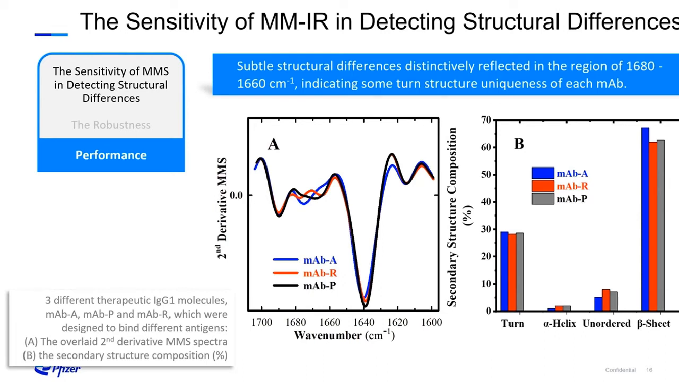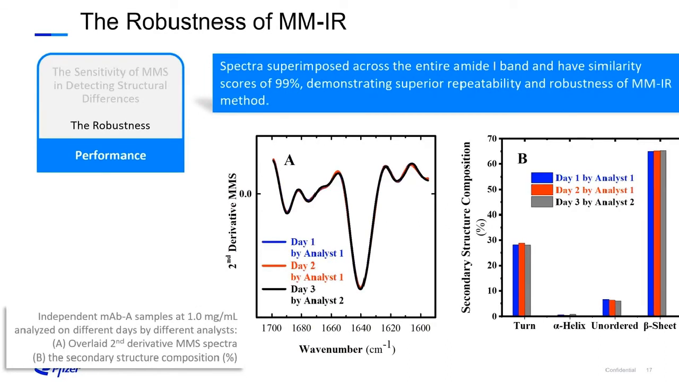These results suggest MMIR is capable of detecting minor structural differences among different mAbs, which belong to the same IgG subclass. We further evaluated the robustness of MMIR to demonstrate the qualitative consistency between MMIR runs on different days by different analysts in an intermediate precision robustness study. The results demonstrate the superior repeatability and robustness of the method.